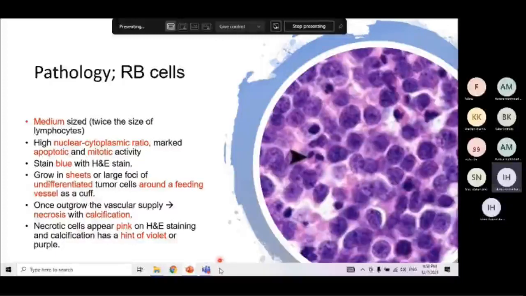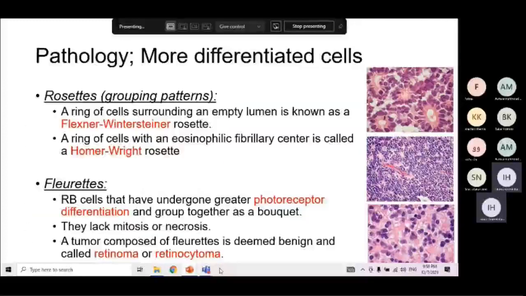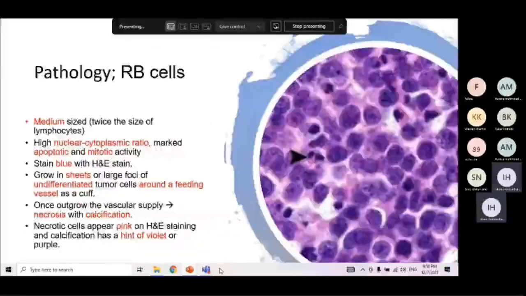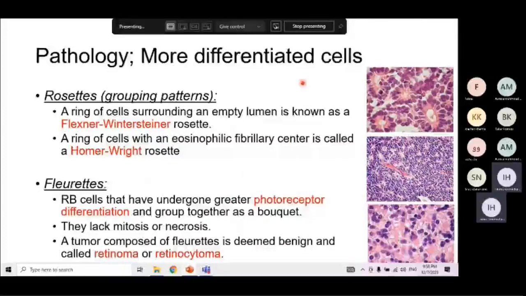Okay. So we talked here about the individual cell of the retinoblastoma. Sometimes those cells, especially in differentiated forms, form what we call a rosette or a floret. The rosette is a ring of cells surrounding an empty lumen.